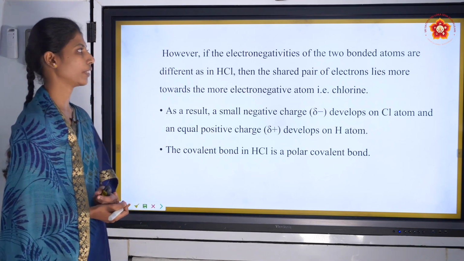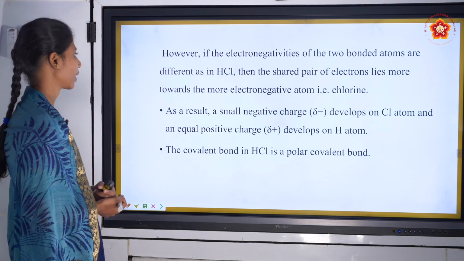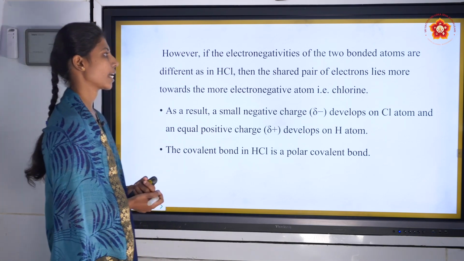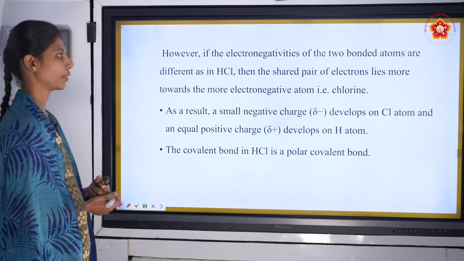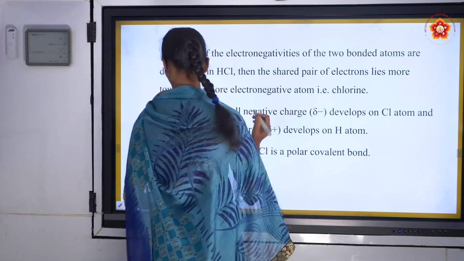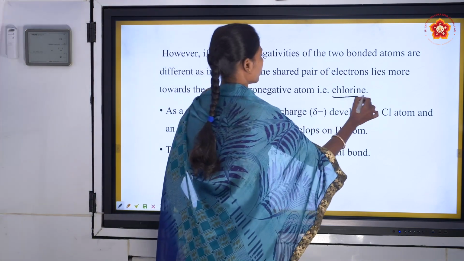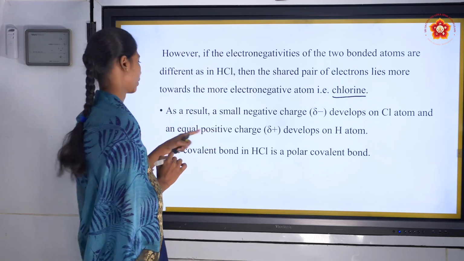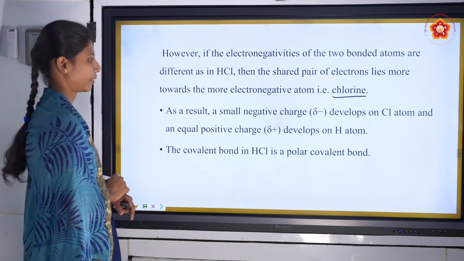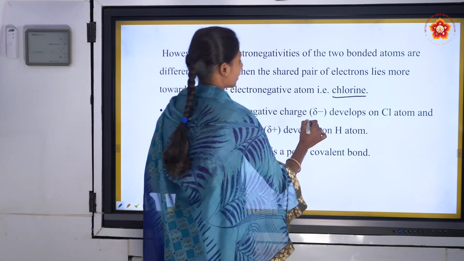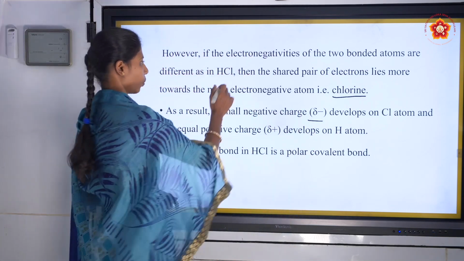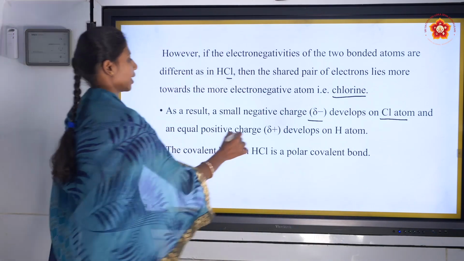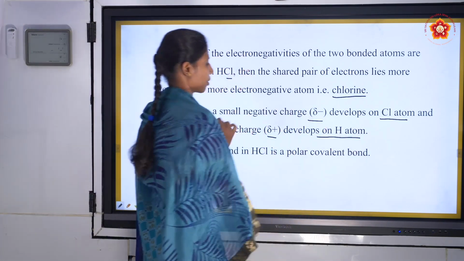However, the electronegativities of the two bonded atoms are different in HCl. Then the shared pair of electrons lies more towards the more electronegative atom, that is chlorine. As a result, a small negative charge, delta minus, develops on the chlorine atom, and an equal positive charge, delta plus, develops on the hydrogen atom.